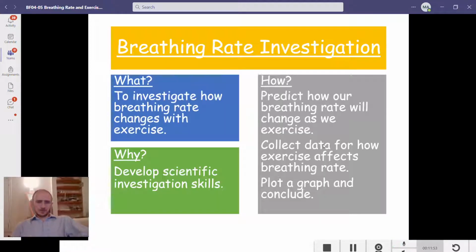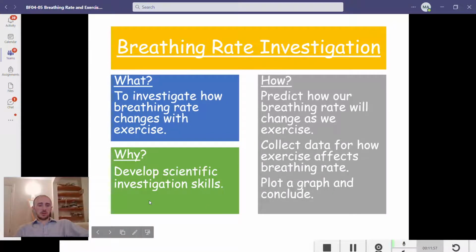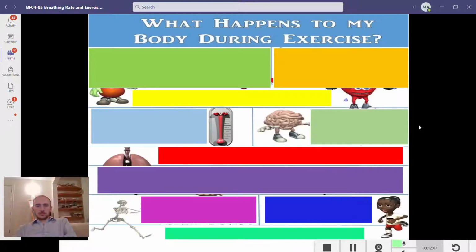The first is in order to develop our scientific investigation skills. So basically, this is a nice, easy starter practical for the year, so that I know that you can do a practical properly, and we can do more difficult practicals afterwards.